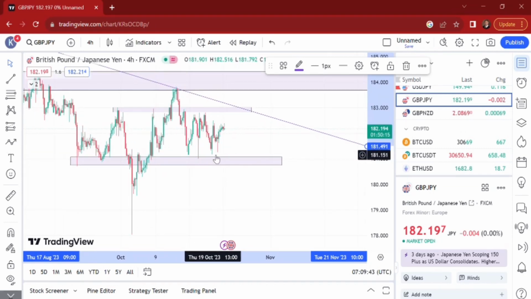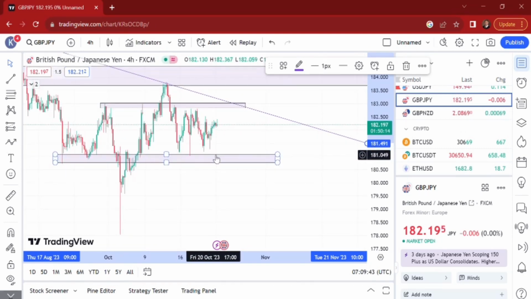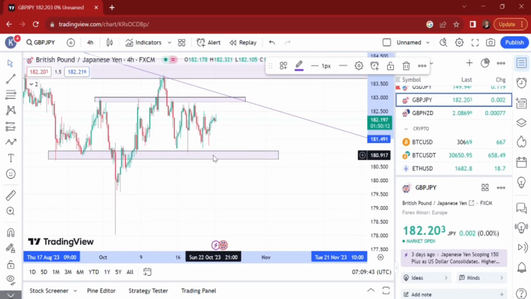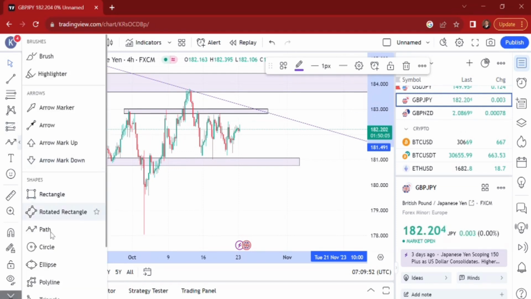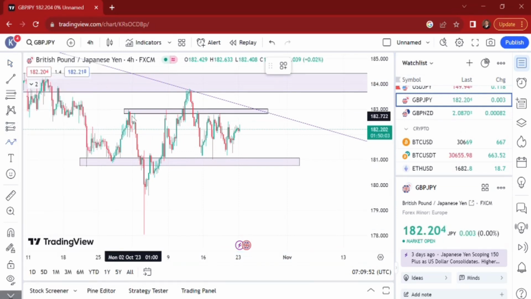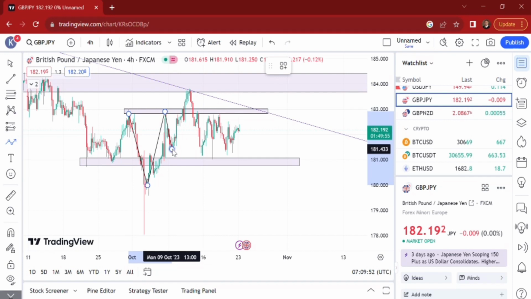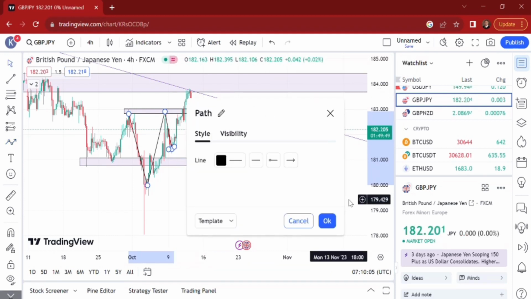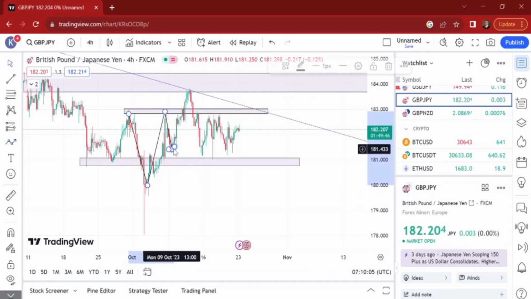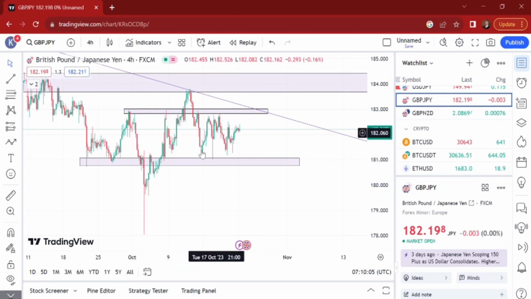We go further. As you can see from here, we can still see this chart pattern formation. Sorry, I made a mistake. Let me delete this.